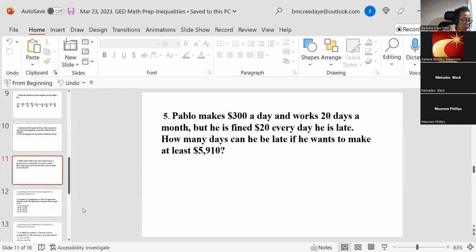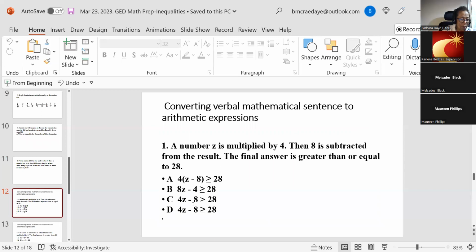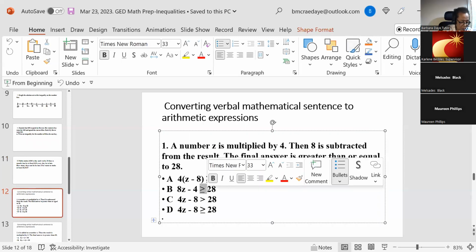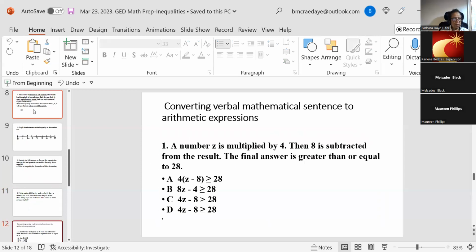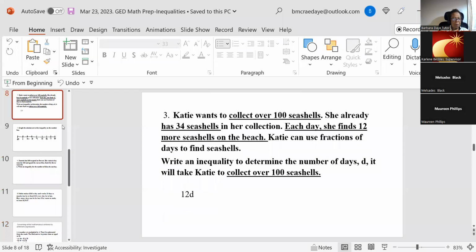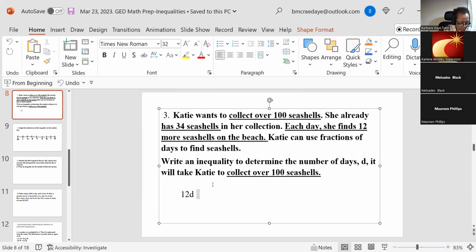I think I have a greater than. Let's see. Okay, greater than or equal. There, 3 points. Greater than or equal. Let's put that back here. So 12D greater than or equal what? 66. 66. Very good. That's your inequality.